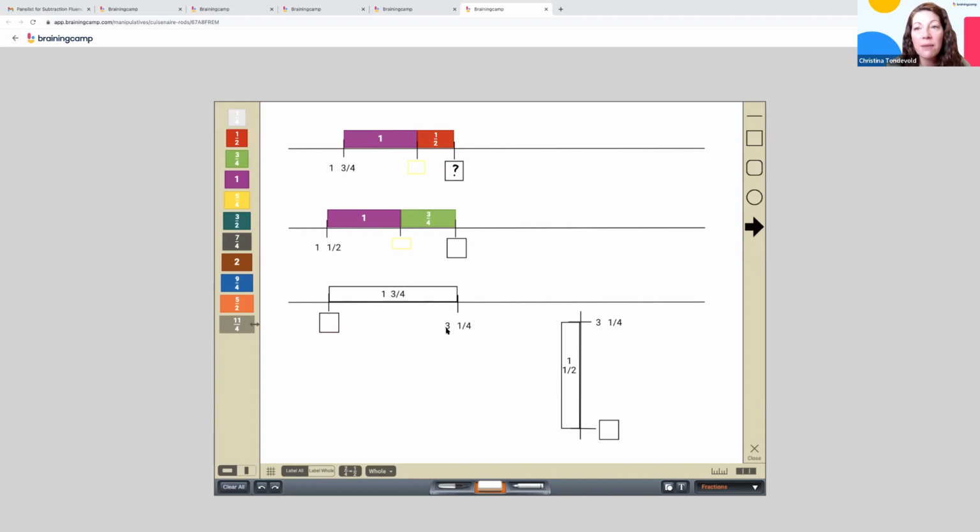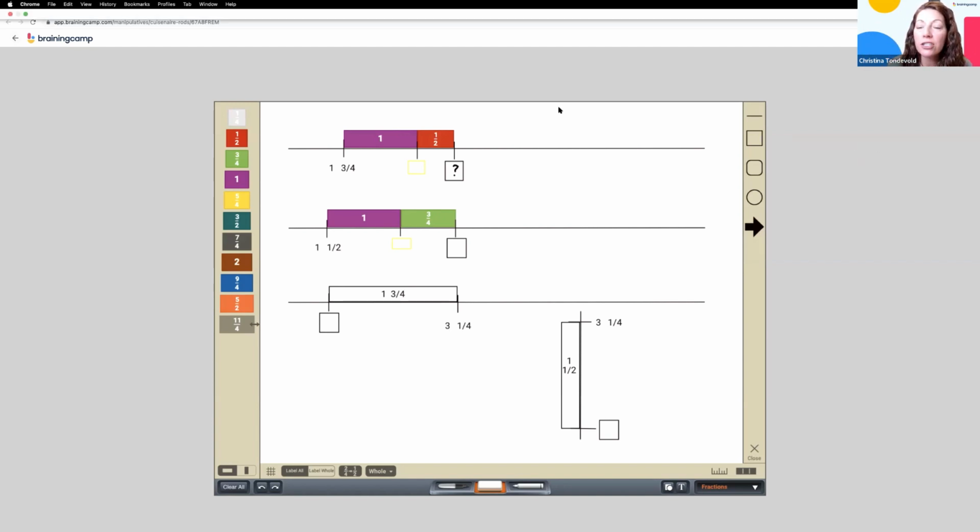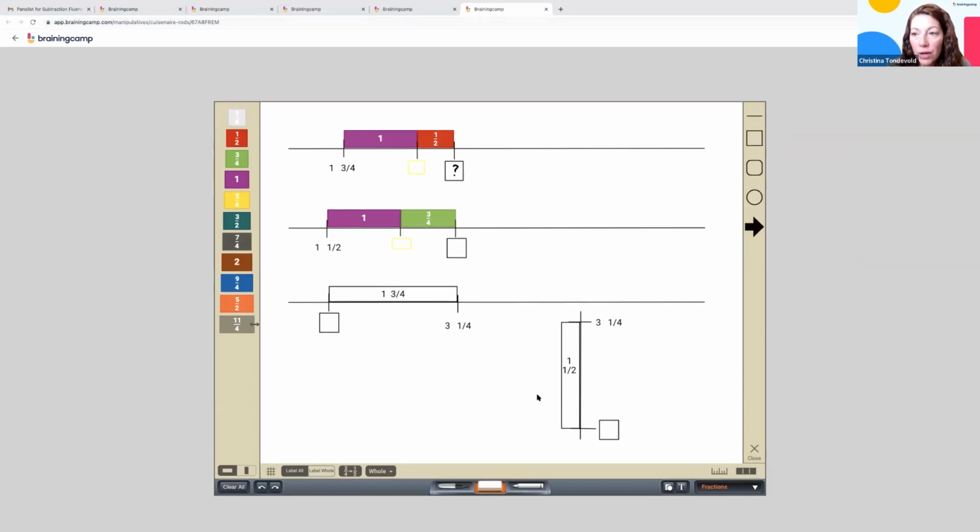It's this fact family of 1 3/4 plus 1 1/2 is 3 1/4, but I can take 3 1/4 and subtract 1 3/4 and I should get 1 1/2, right? This fact family practice is wonderful to do in problem strings, especially when you attach visuals and you attach a story problem to them. You put these into a context and then, man, you've got a lot of cool things happening there.